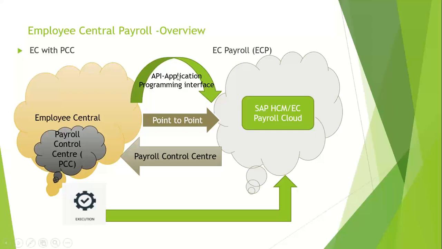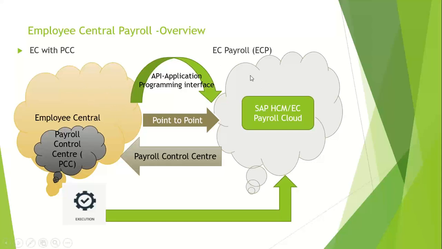API URL, or APIs, application program interface, through this standard interface, standard in the sense it's inbuilt between Employee Central and Employee Central payroll. Through this standard interface, it's a default delivered by SAP. You don't need to do additional configuration for the interface. It's inbuilt by default. The only thing is we need to activate the URL. We need to call the URL. That's it. We need to call the URLs, and there is one configuration where you need to go and maintain the URL so that these two systems interact.